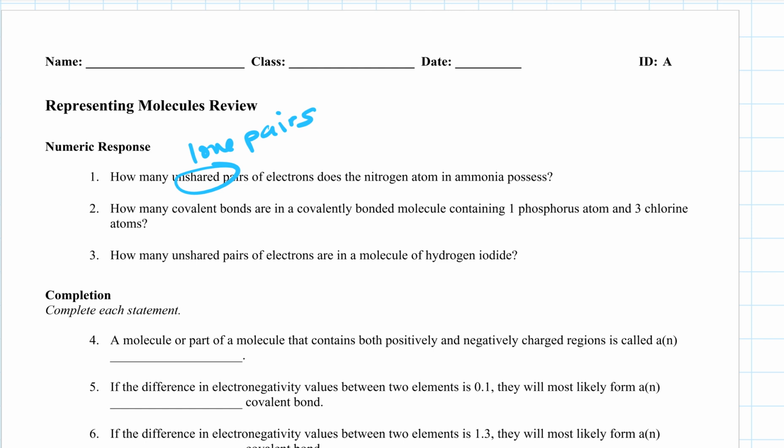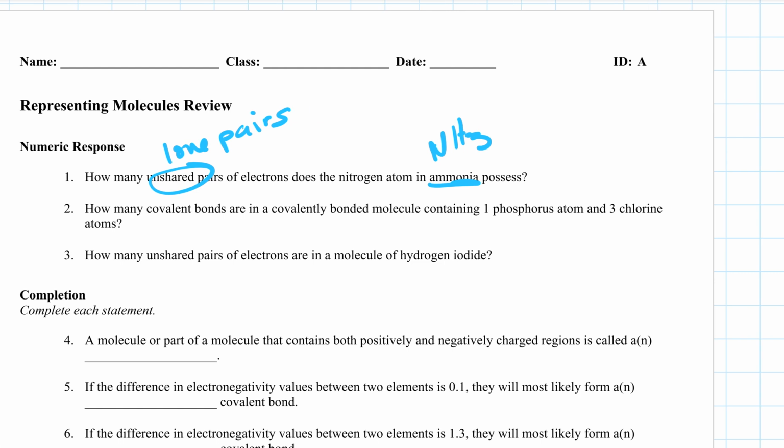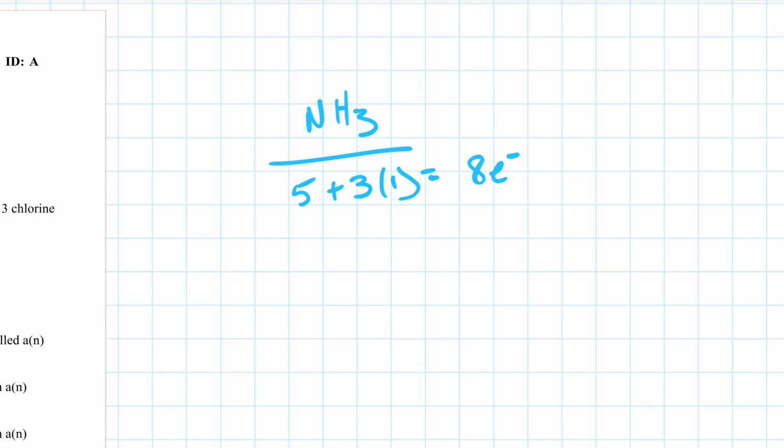Okay, so we need to look at ammonia, which is NH3. So let's draw it. All right, NH3. Let's see, total number of electrons. Nitrogen gives us 5 plus 1 from each hydrogen. That's a total of 8 valence electrons. Nitrogen goes in the center because hydrogen always goes on the outside due to it only being able to have 2 electrons around it in its outer energy level.